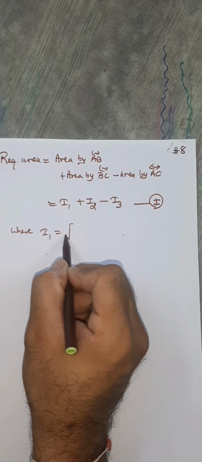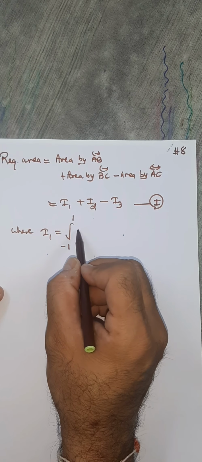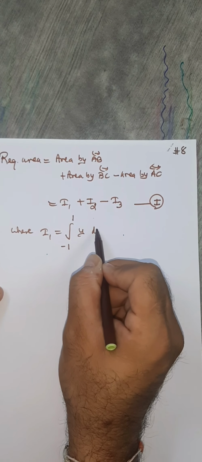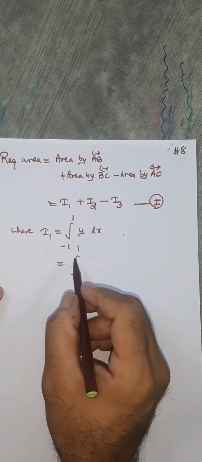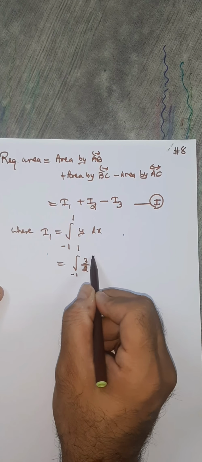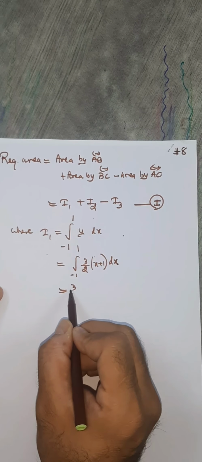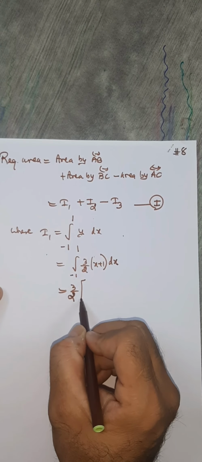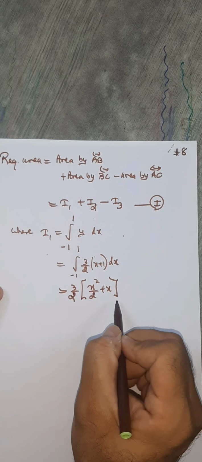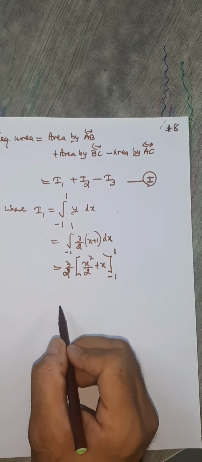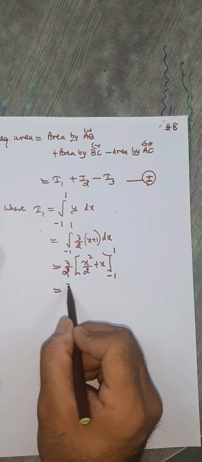I1 मीन्स बाउंडेड बाई AB. सो क्या होगा? -1 to 1. हैव अ लुक ऑन द डायग्राम. y dx. y मीन्स किसका इक्वेशन लिखेंगे आप? AB में क्या है? y 3/2 into x plus 1 dx. Take 3/2 outside. Just integrate it. So x square by 2 plus x. And limits are from where to where? -1 to 1. x square by 2, x plus 1. Now 3/2 as it is.